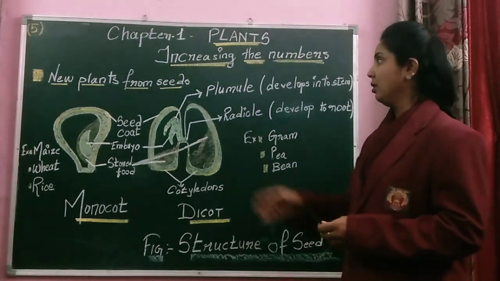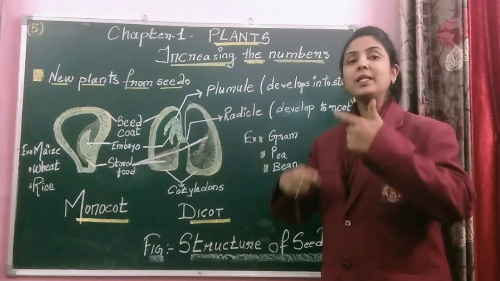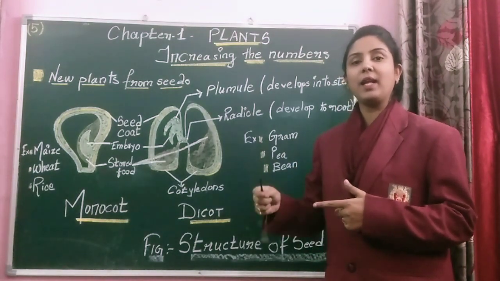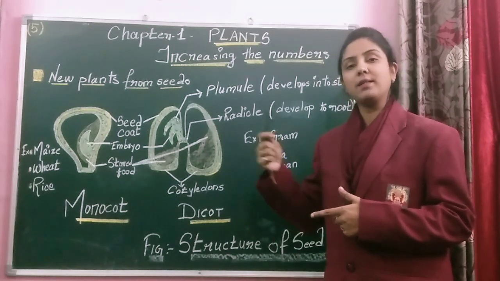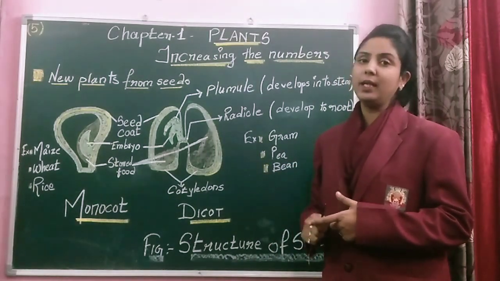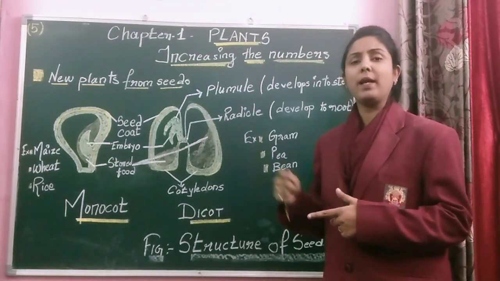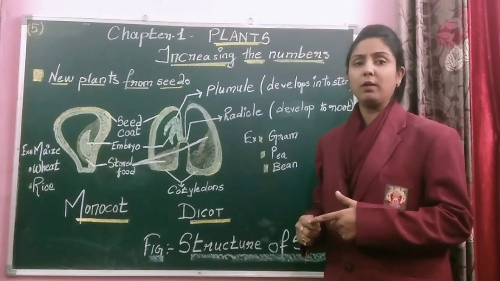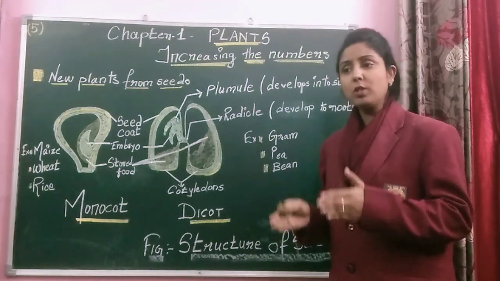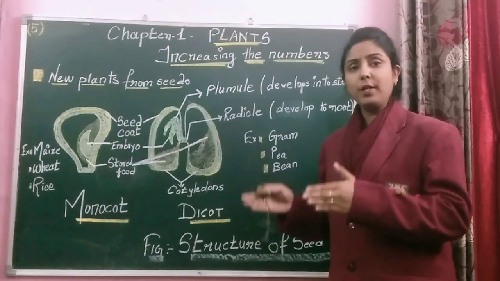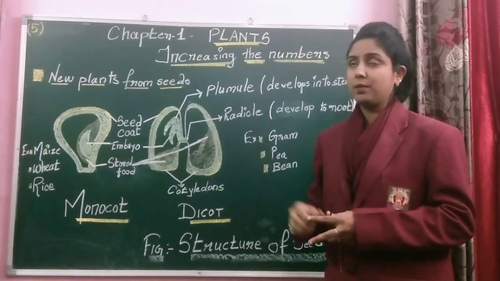Our first chapter is plants increasing the numbers. Now, increasing the numbers means giving rise to new ones. So how the plants give rise to the new ones, that is, the new plants, we'll see in this chapter. There are different methods, different processes by which they give rise to the new ones, and that process is actually called reproduction. Reproduction is the process by which plants give rise to new ones by themselves.